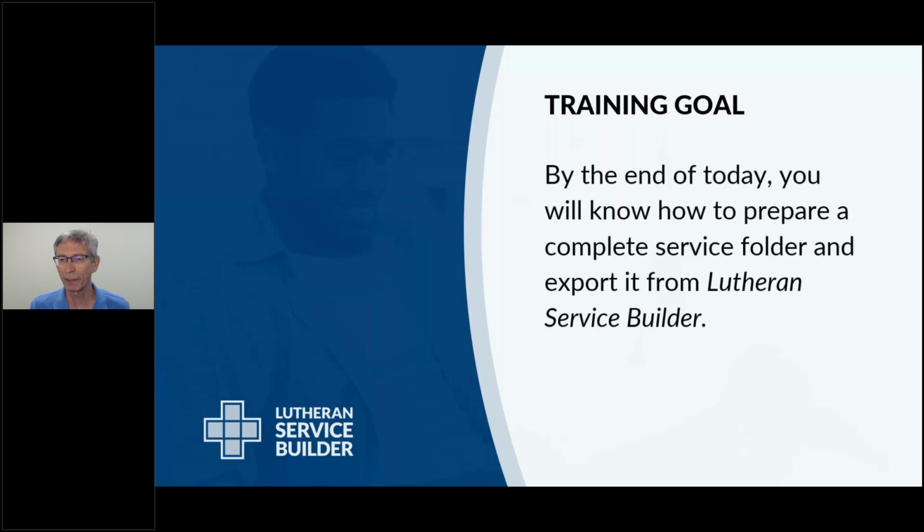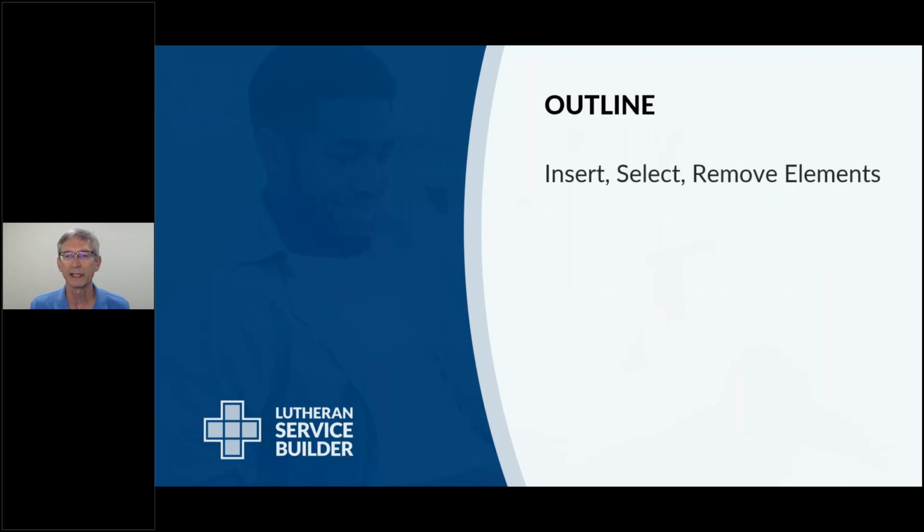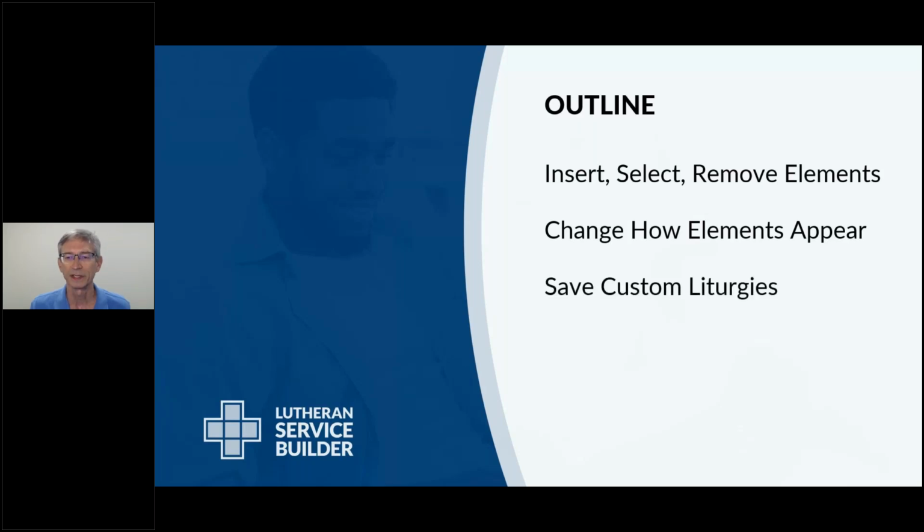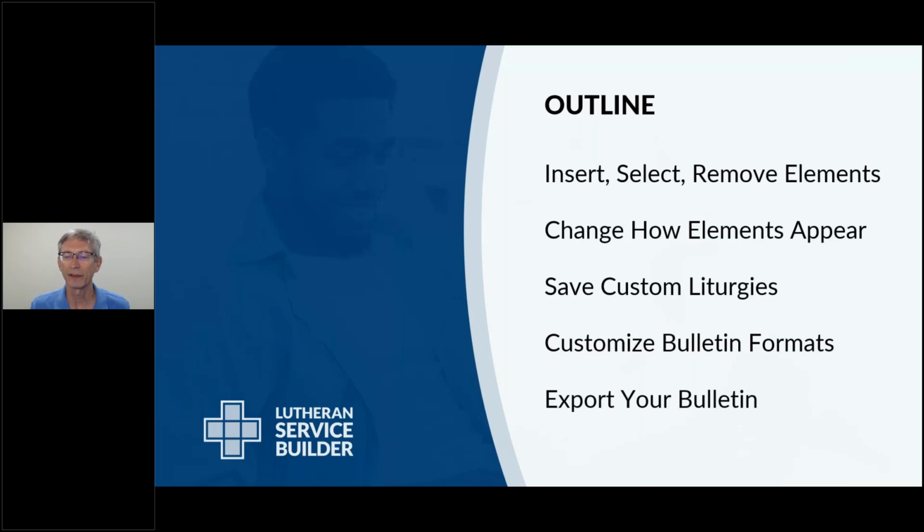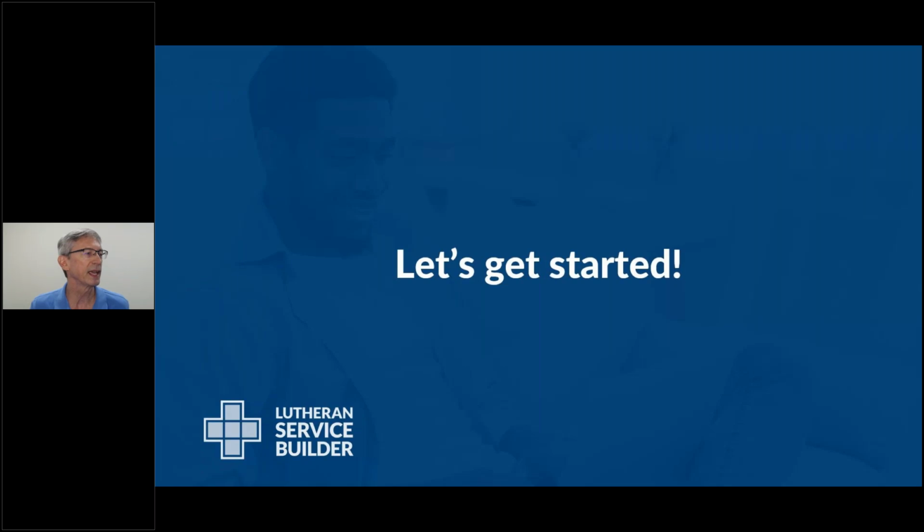Today, the training goal is by the end of today, you will know how to prepare a complete service folder and export it from Lutheran Service Builder. The outline is we'll talk about inserting, selecting, and removing service elements from our order of service. We'll look at how to change how elements appear in the service, saving custom liturgies, and customizing bulletin formats, and exporting that bulletin then to Microsoft Word, where they can then be printed. So let's go ahead and get started.